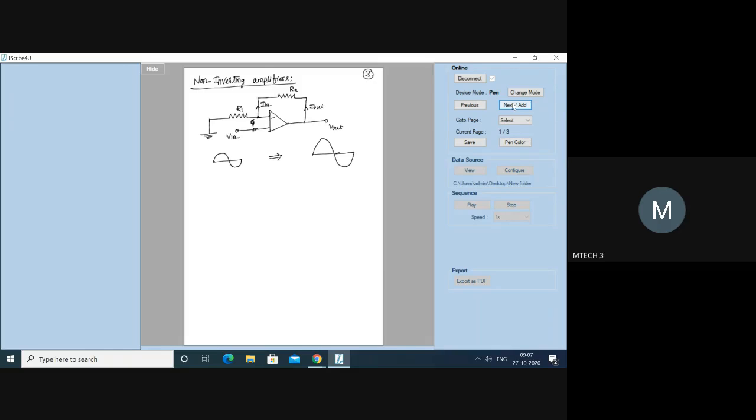A non-inverting amplifier is the one whose output is in phase with the input. Now, in this case, the output is in phase with the input.